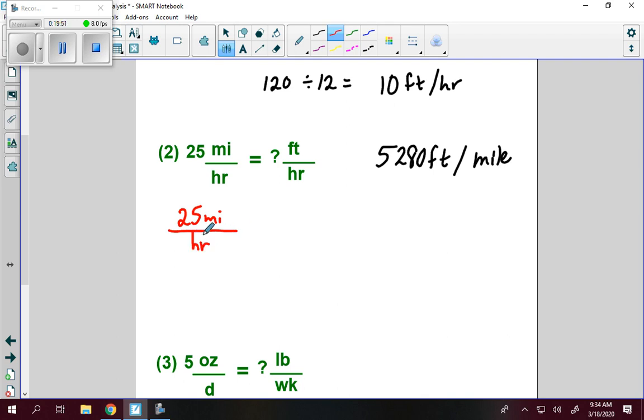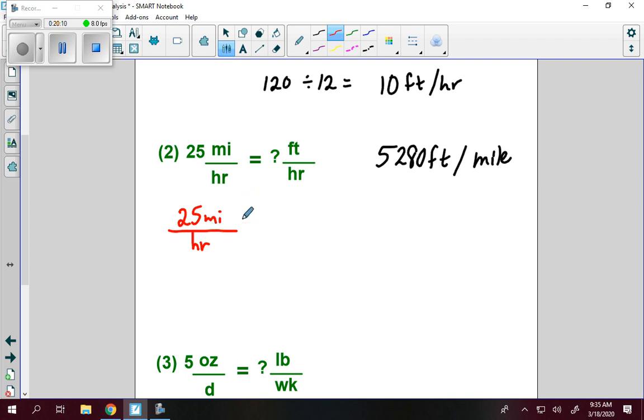Now make sure miles is MI. If you put M, it means meters. That's wrong. If you put MIN, it means minutes. That's wrong. So if you don't know what the abbreviation for what you're working on is, then write the whole word out so that you get that correct.